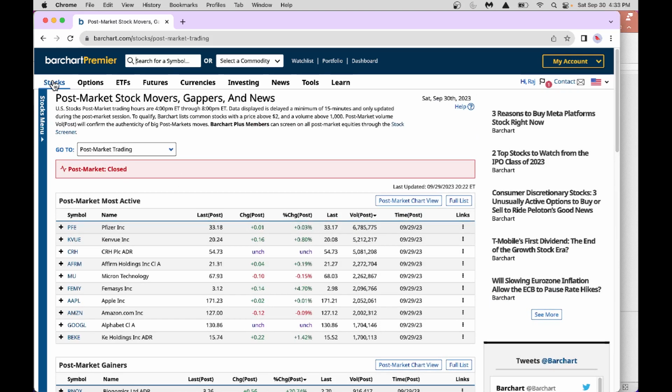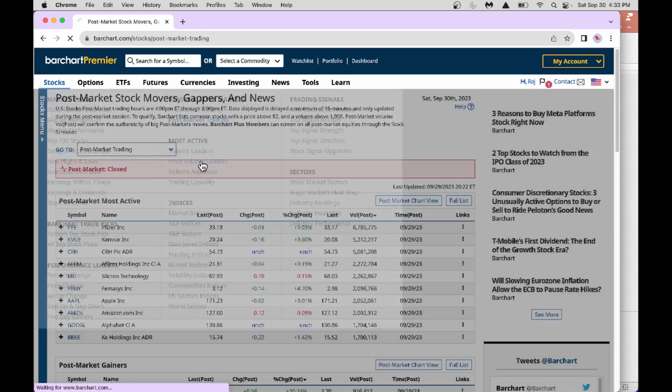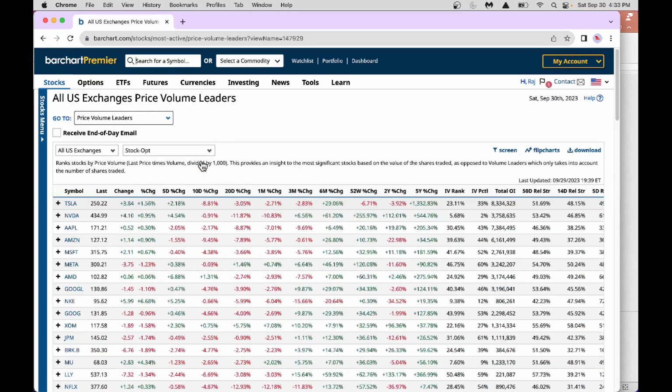My favorite part of BarChart Premier, where I spend most of my time, is price volume leaders. You could click on price volume leaders and look, we got a nice chart here. I have my own layout here. I call it stock options. Look, I got here the stock symbol with Tesla in this scenario. And I also sort this by total open interest. Look, it's sorted by total open interest in descending order.